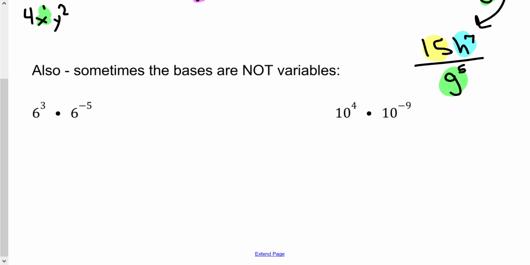Well, now let's take a look at this. Hey guys, sometimes the bases are not variables. If I had x to the third times x to the negative fifth, wouldn't that be x to the negative second? Yes or no?